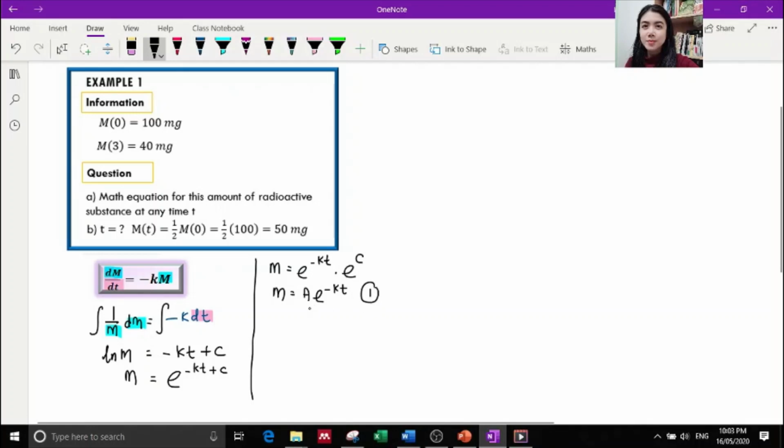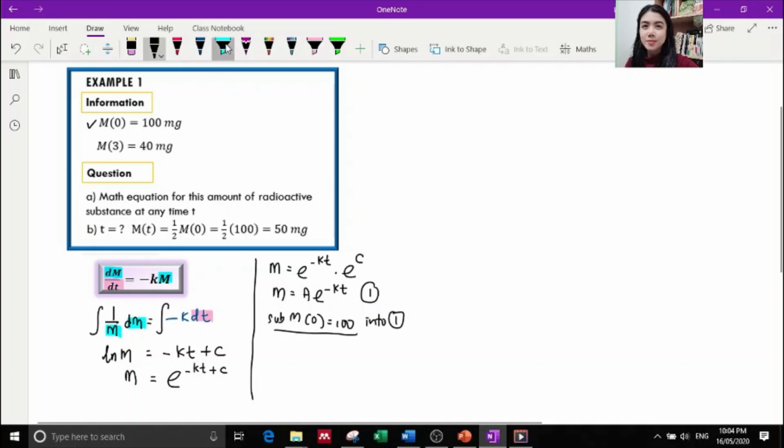This means that you have two parameters that you have to figure out: the parameter a and the parameter k. How do we figure out the parameters a and k? That is through the information. Let's look at the first piece of information that we have here: m0 equal to 100. You are going to substitute m0 equal to 100 milligrams into your equation number 1.